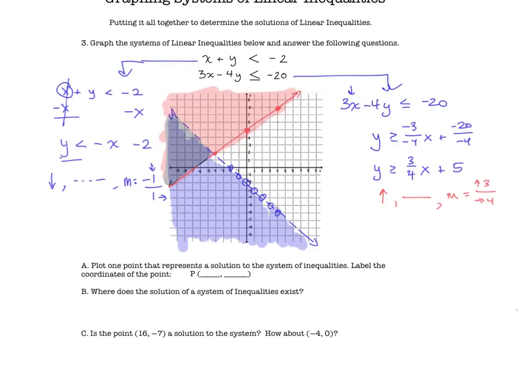So what I'm going to do very quickly is get rid of this shading area. The reason I'm getting rid of this shaded area is because it is not a solution to this one. So this line tells me I have to be below it, so it can't be up here because that is a greater than. So I'm going to get rid of that. So this information is gone.